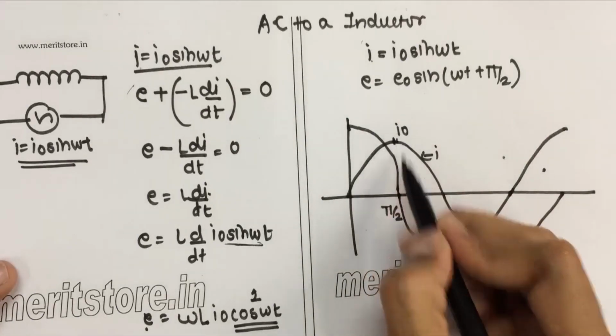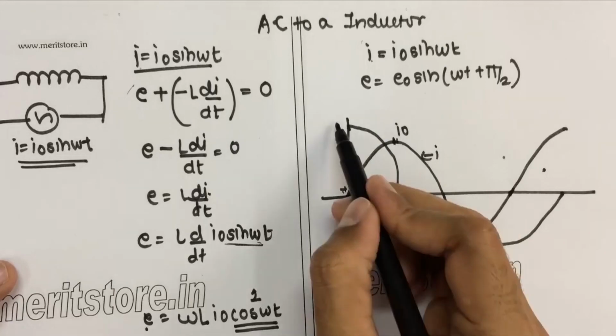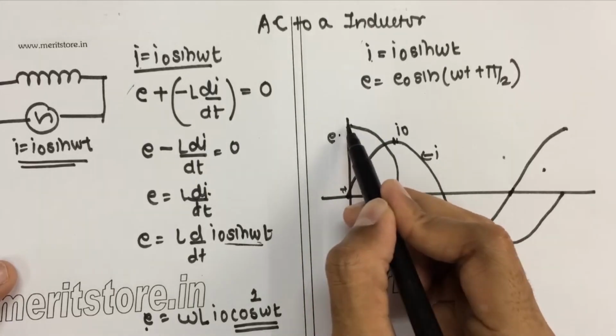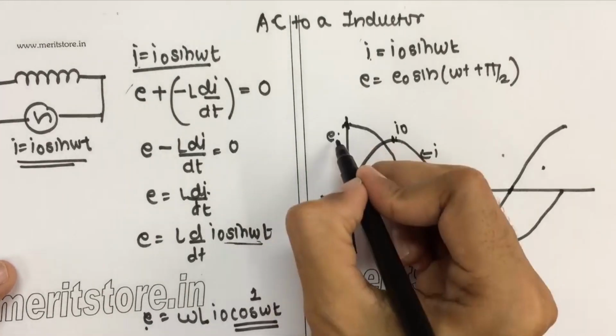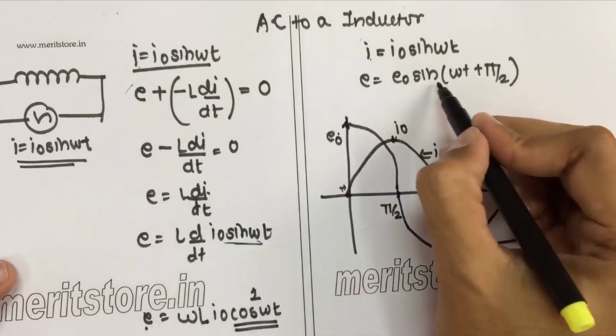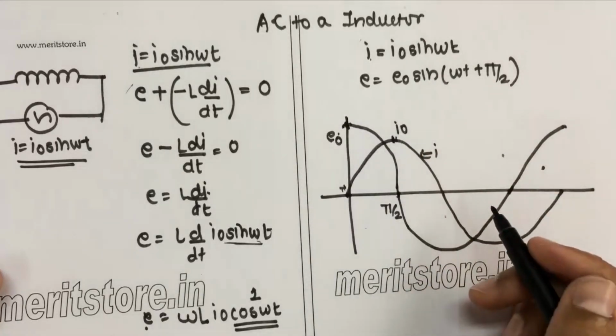When your current is at 0, your voltage E is obviously at 90 since it is leading. It has already reached its peak value, which is E0, that is, this part becomes 1.